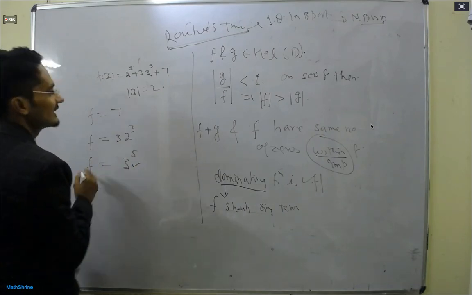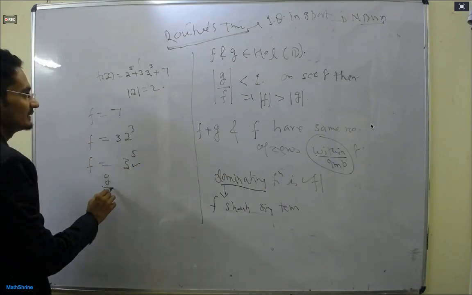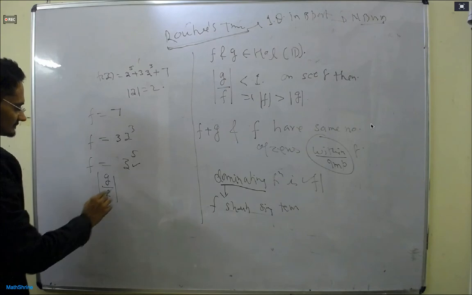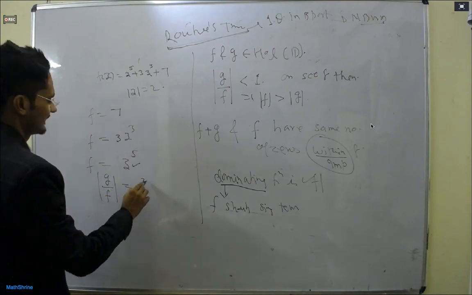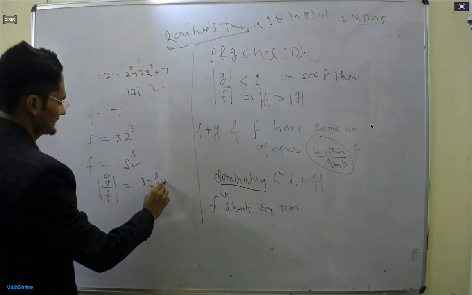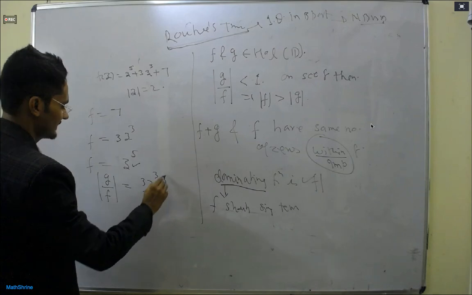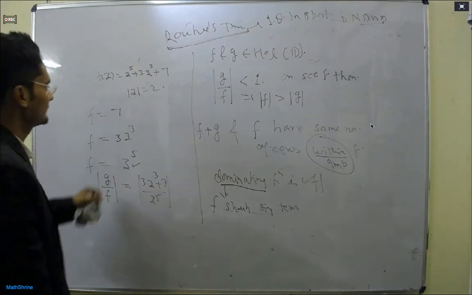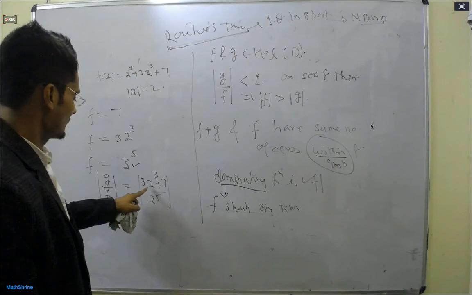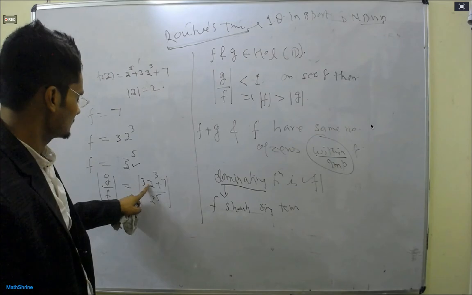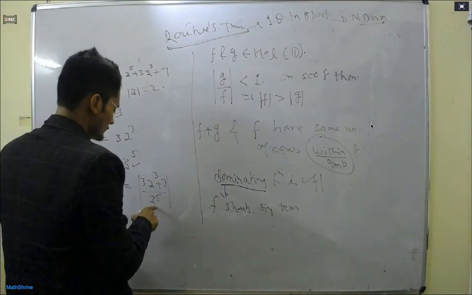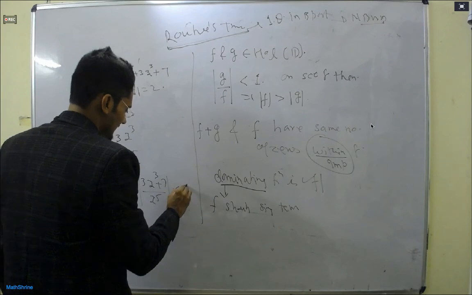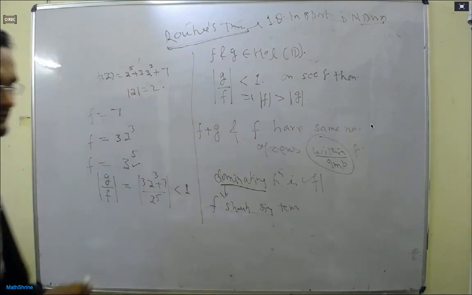Is it correct? Yes. It should be, I think. You check. Is it all right to everyone? If I take f equal to z^5, then g by f is strictly less than 1. Is it correct to everyone?